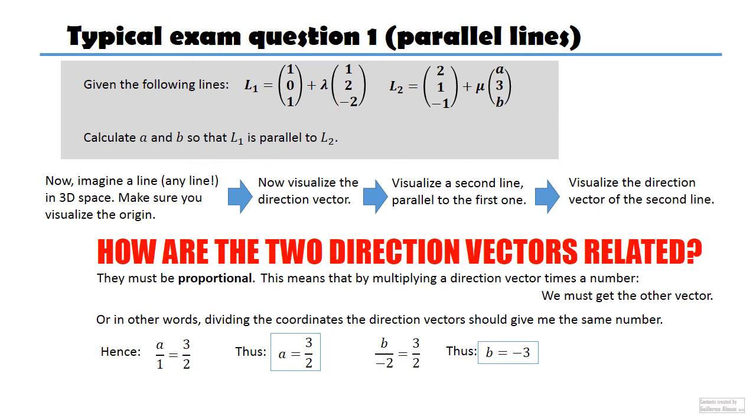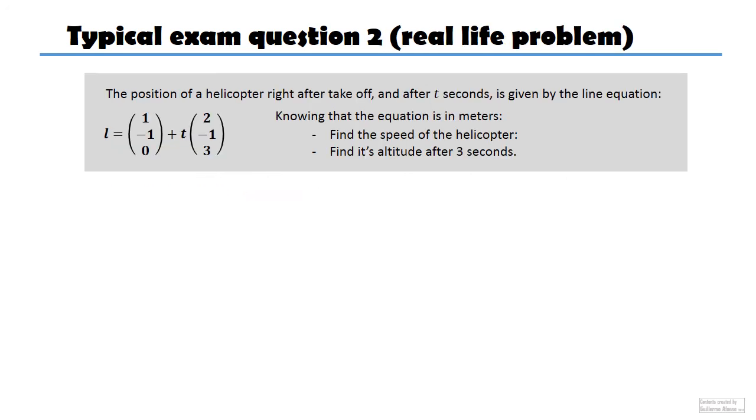Here's another example, and this is a real life situation, okay? Suppose I have the position of a helicopter, and it's right after takeoff. So of course it's taken off the ground, which is why the position vector here is 1, minus 1, 0, because the altitude is 0. And after t seconds, so here I'm going to put my time, you see my lambda now actually means something, it means time, and its position is given by this line equation over here. So 1, minus 1, 0 means 1 meter on the x-axis, minus 1 on the y-axis. Knowing that this equation is in meters, find the speed of the helicopter and find the altitude after 3 seconds.